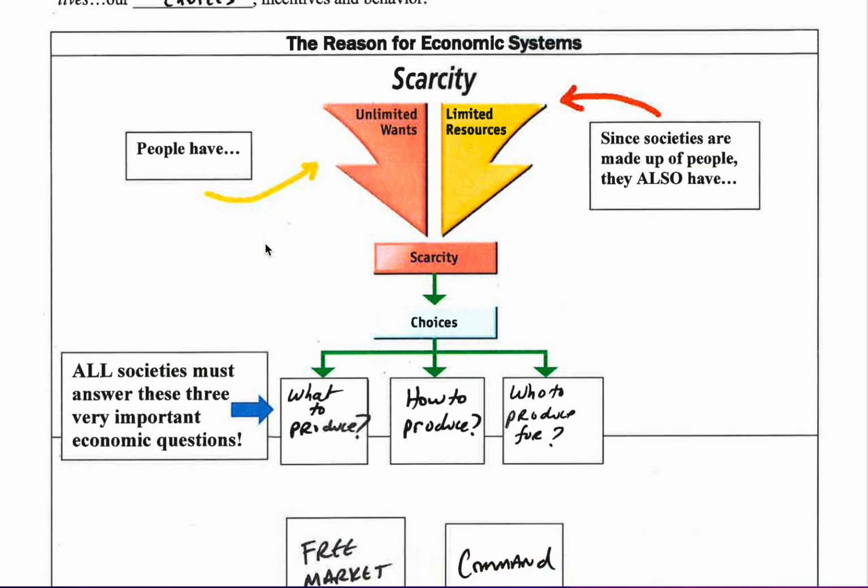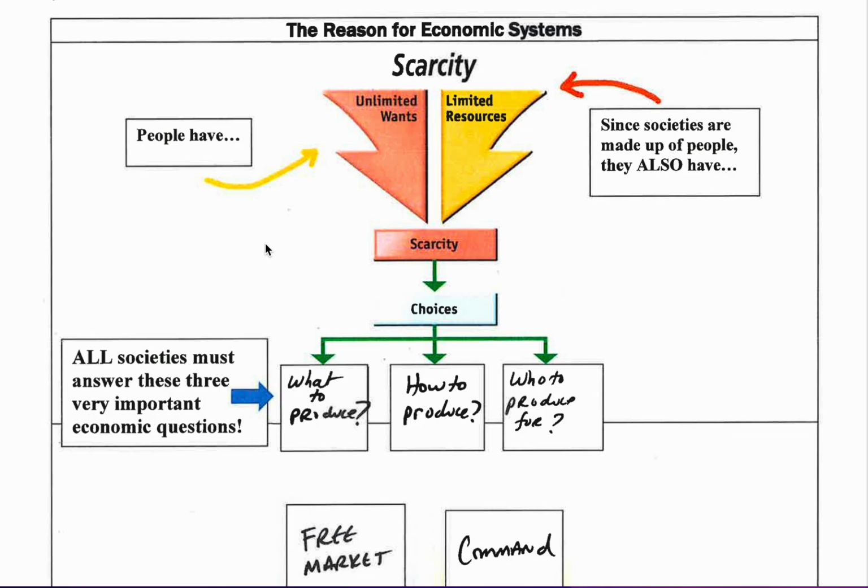So this is a pretty cool little graphic here to kind of show you the whole reason for economic systems, right? Scarcity. We have unlimited wants, we have limited resources, that's scarcity, and thus core principle 1, we have to make choices. And so every society has to answer these questions. What are we going to produce? How will we produce? And who are we producing things for? Okay? So every society has to have figured out or have something in place to answer these 3 questions.